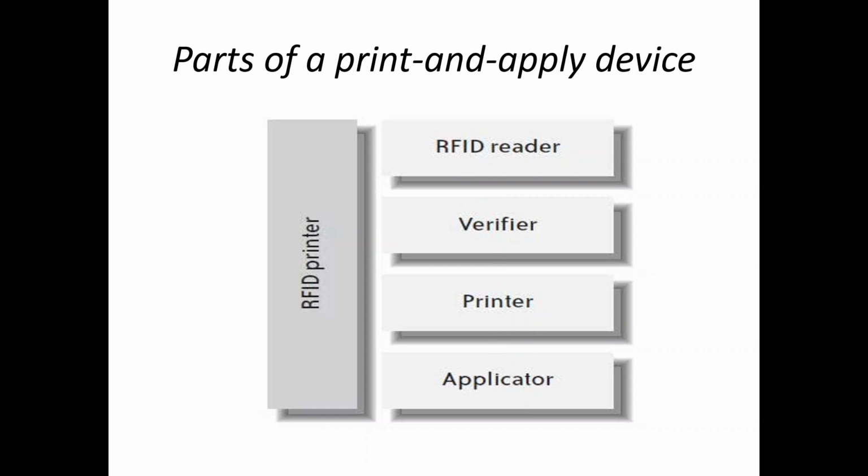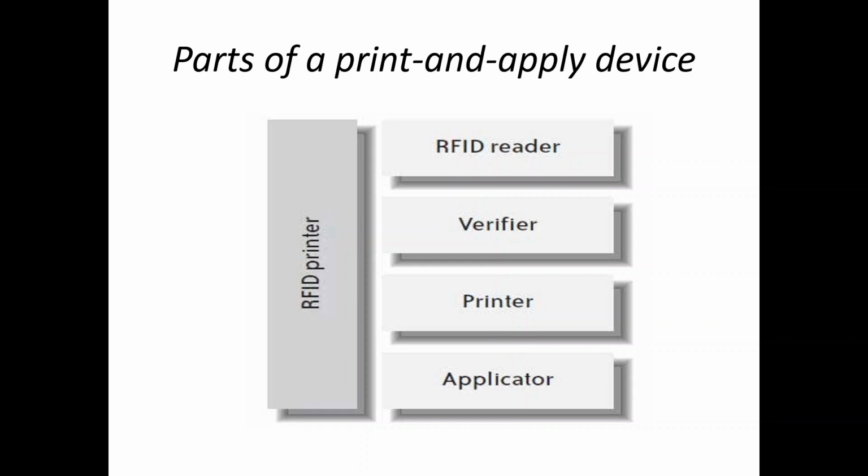Then comes the printer. It works like a normal thermal or thermal transfer printer. It prints text, barcodes, and graphics on the surface of the RFID label. It ensures human readable information and barcode backup in addition to the RFID data. It includes the print head, ribbon, ink system, and media feed and sensors.